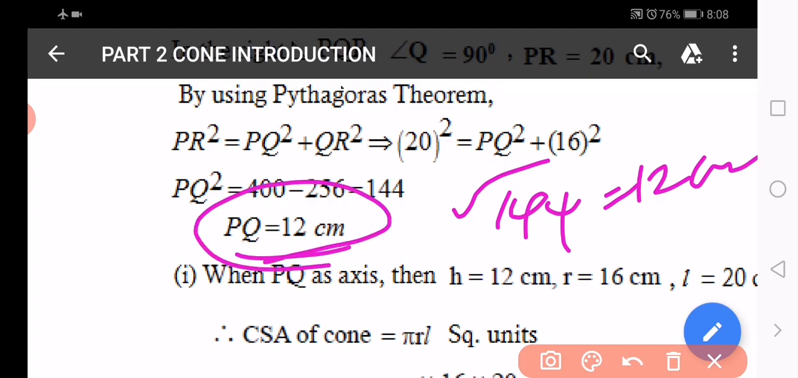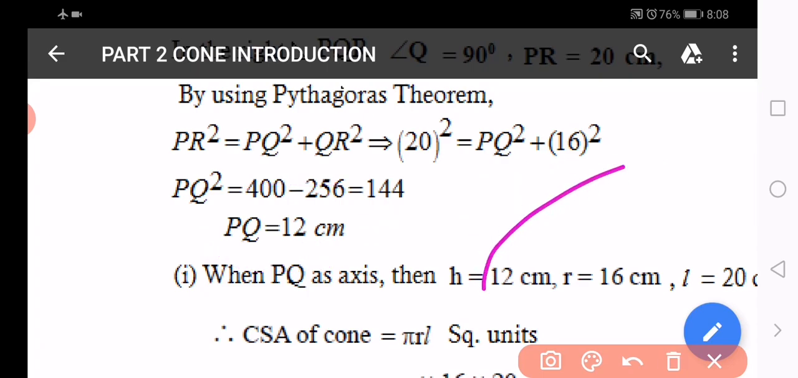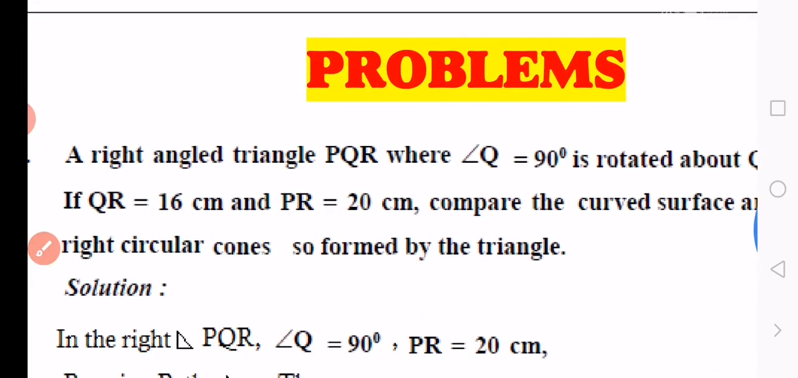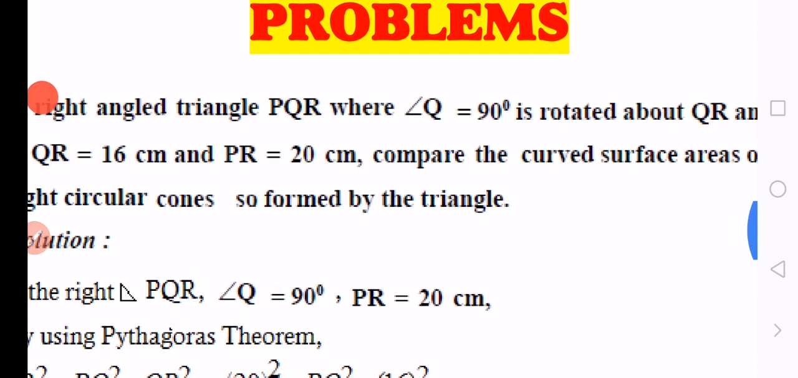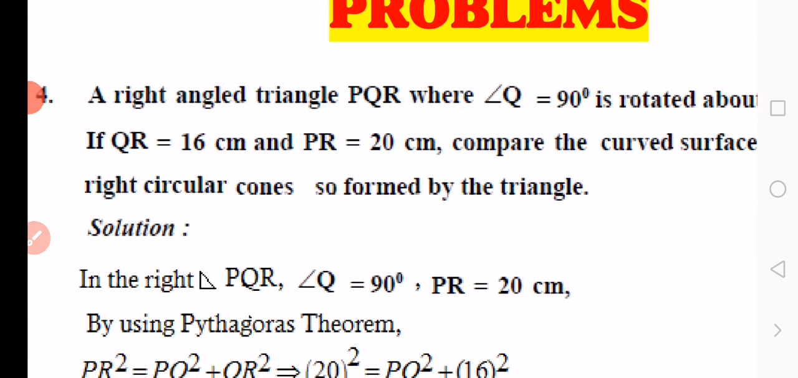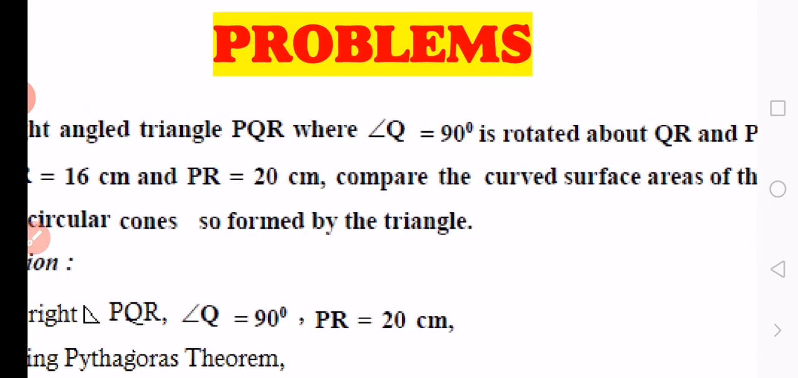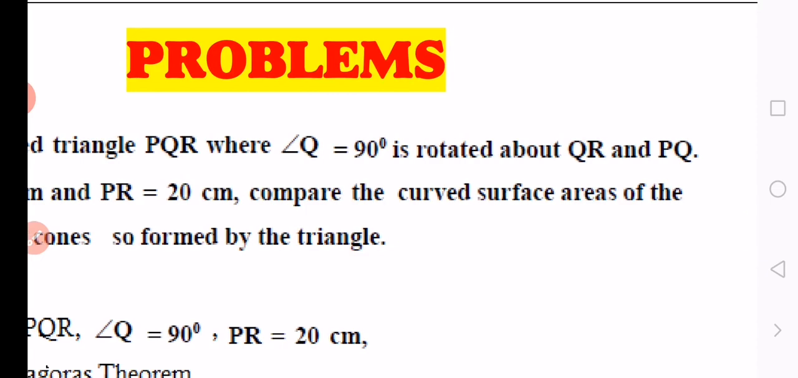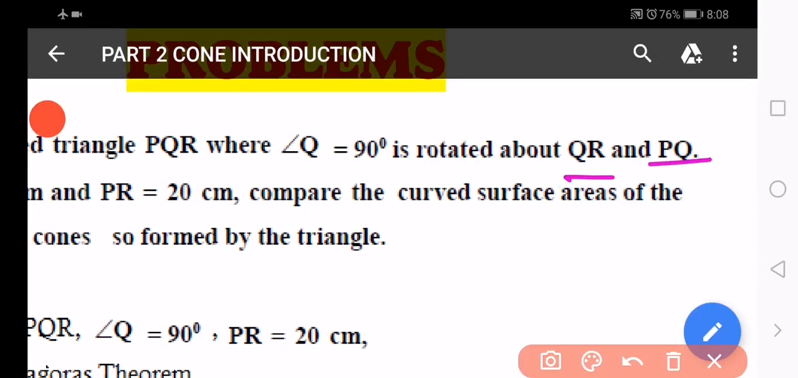So in the right angle triangle PQR, we now know the measurements of the three sides. Then what is asked in the question? To compare the CSA of two right circular cones. The first one is formed if rotated about the side QR, and the other is formed if rotated about the side PQ. That's all.